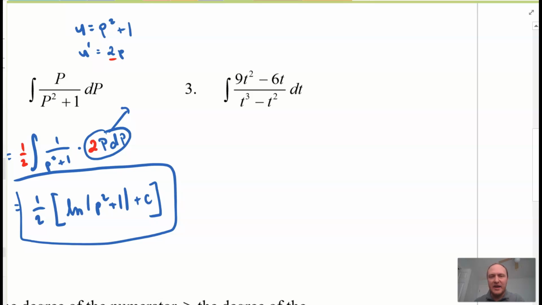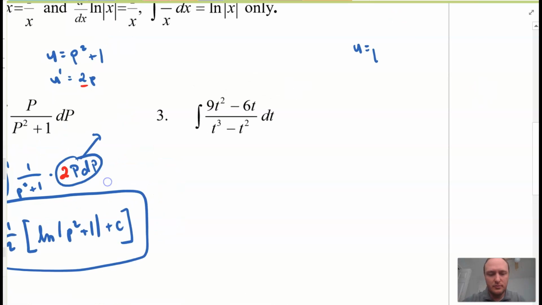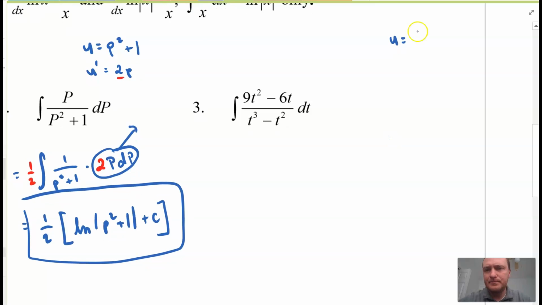Similar idea here. I have a function in the denominator of a higher power, and generally that is going to be the function that you're going to be looking to integrate. The function in the denominator, 1 over x, that's what we're looking at. So in the denominator, I have t cubed minus t squared. So the hook with this function, its derivative, is going to be 3t squared minus 2t. I just took the derivative of it.